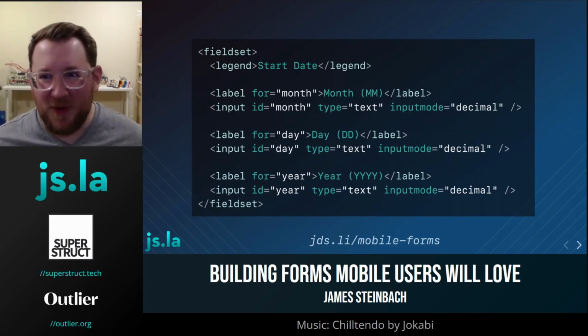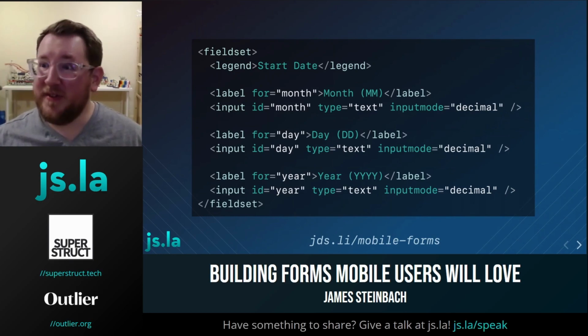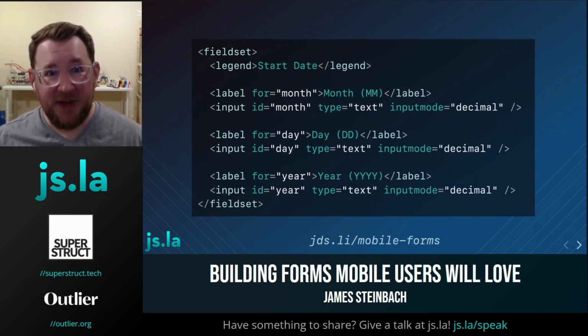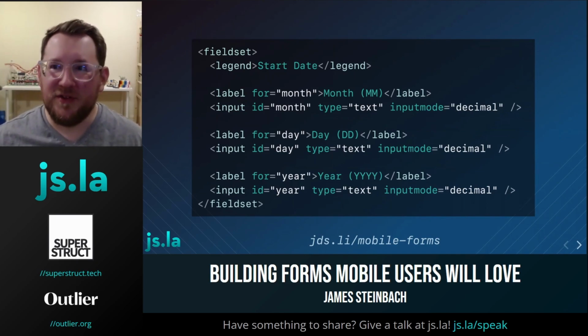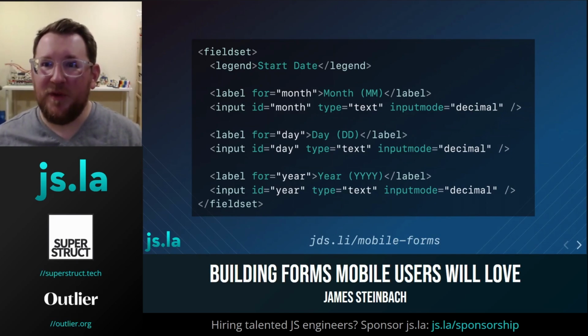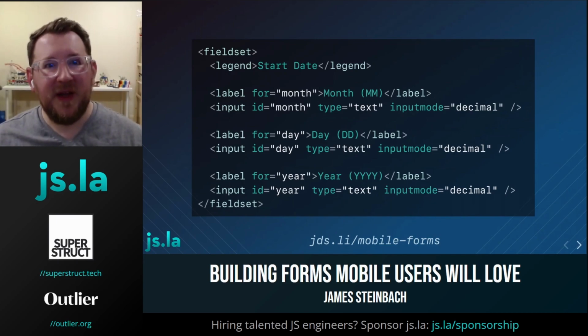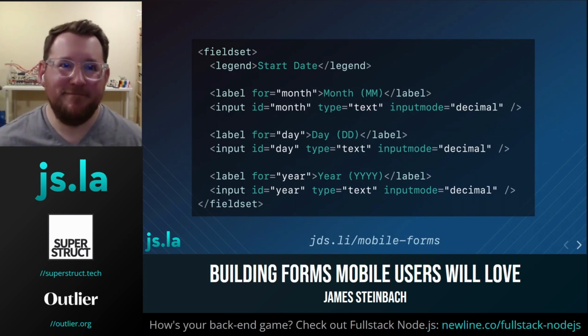I call this a compound input pattern. We've got separate inputs for month, day, and year. We're using type text with inputmode decimal so that we get numbers that are big and easy, that nice 10-key keyboard for users to tap. And then we're making sure that screen readers and browsers know that these three fields are all connected to each other by wrapping them in a fieldset with a legend, and the legend serves as a meta label for the entire group of correctly labeled inputs.